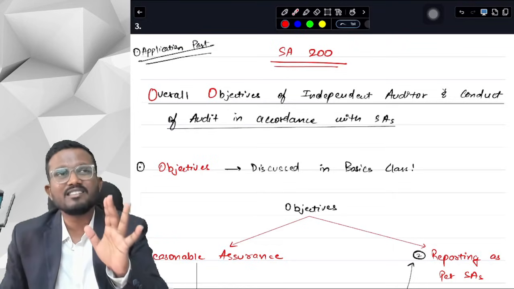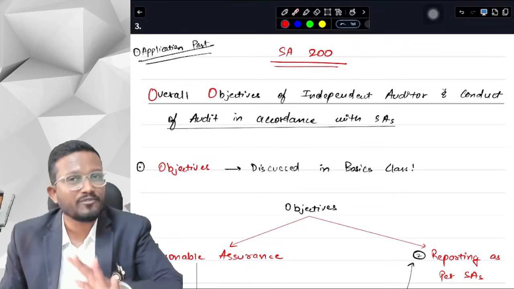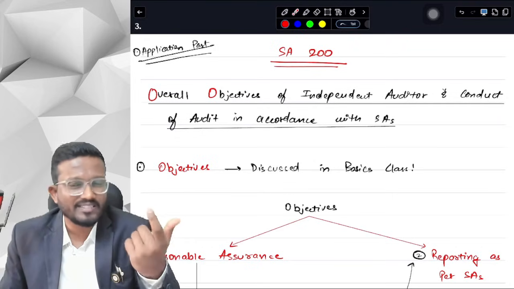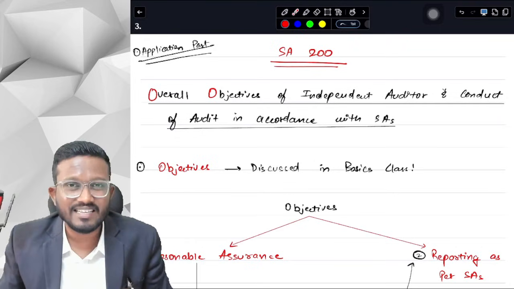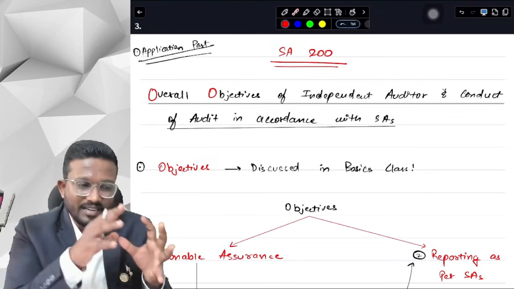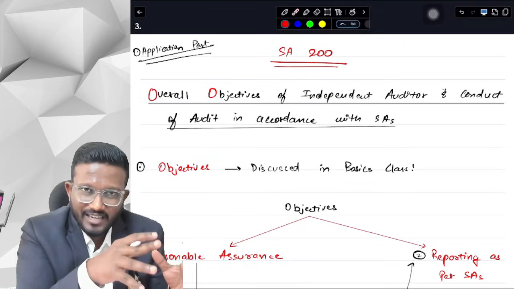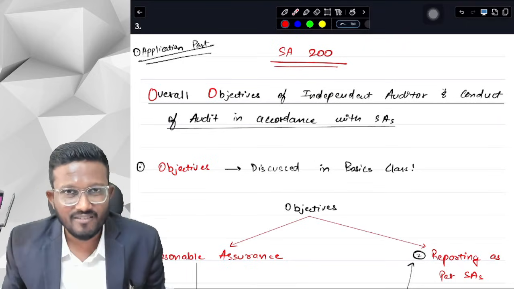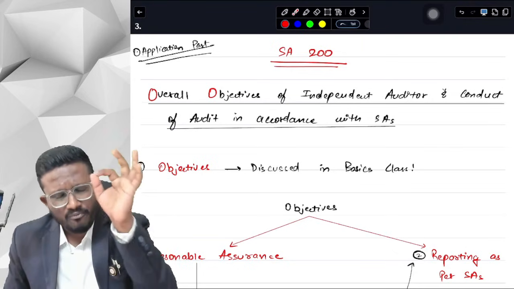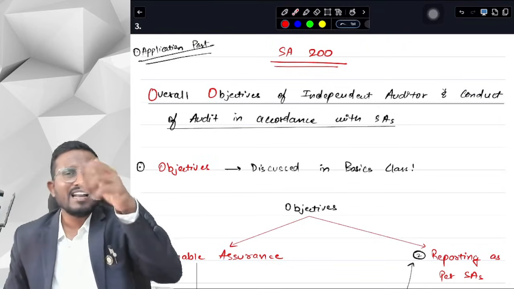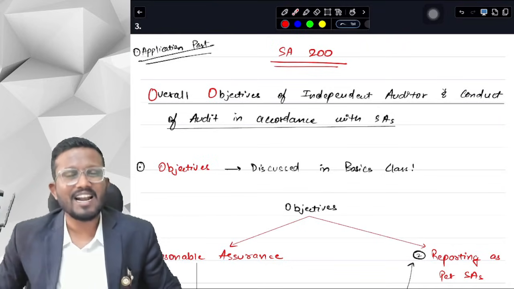This is just a disclaimer, not just for these SAs. There are many more standards which ICAI hasn't covered in its CA final audit module. So we will definitely understand them from the intermediate level perspective and take all the application part and discuss it here at CA final level. You don't have to do anything apart from what I am teaching currently. Okay, yes sir. With this, let's start with our SA 200, 210 and 230.